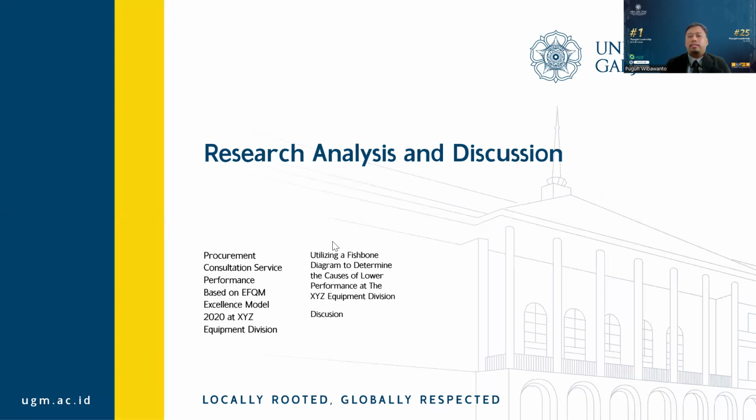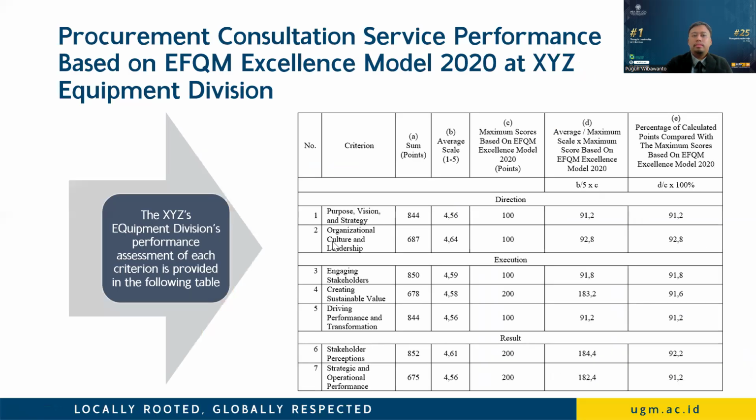Next, the fourth section, namely research analysis and discussion. From the questionnaire filled out and submitted by 37 employees of subdivision 1, 2, and 3, the analysis was conducted and the result is that all of the 7 criteria receive a percentage of above 90%, with the lowest at 91.2% and the highest at 92.8%. This data also revealed that three of the criteria had lower scores than others.